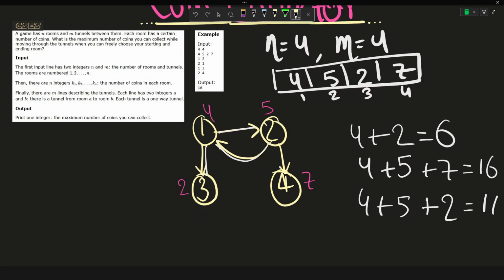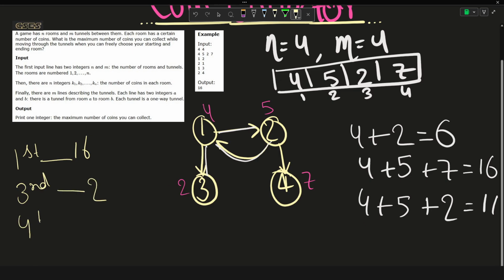But what if we had started from the third room? Then the total number of coins we would have been able to collect would be 2 only, because from here we would not be able to move anywhere, right? So if we started from the first room, the maximum number of coins we were able to collect was 16. If we started from the third room, the maximum is 2.